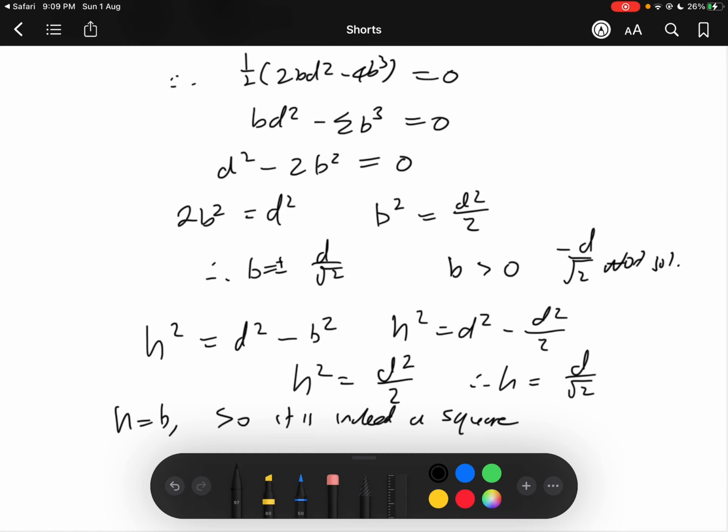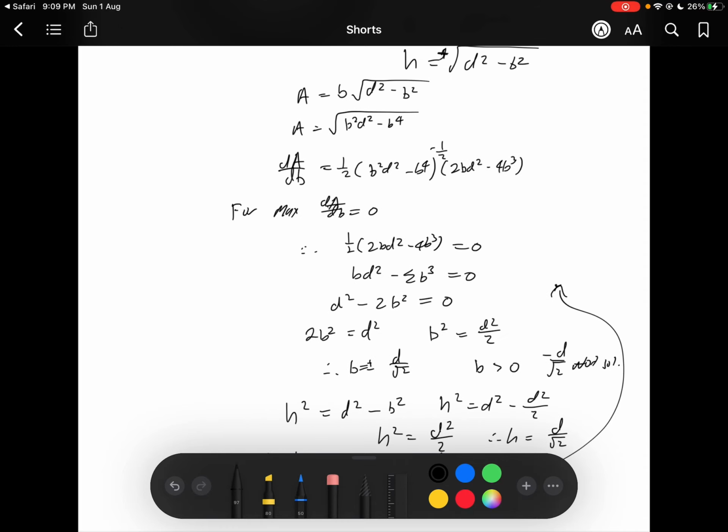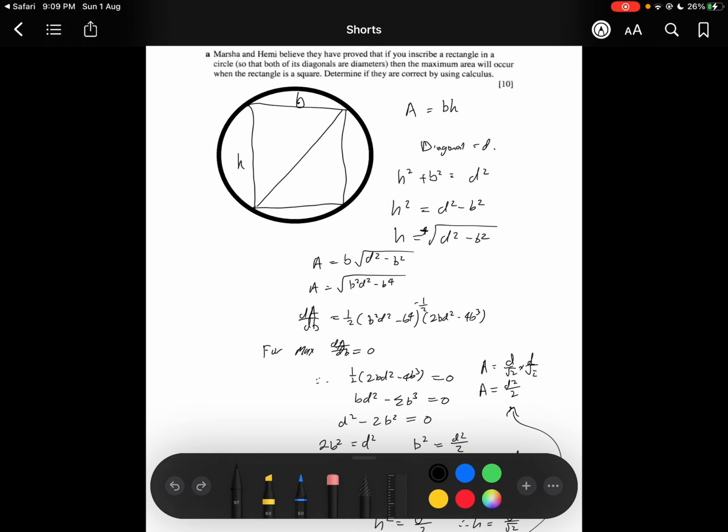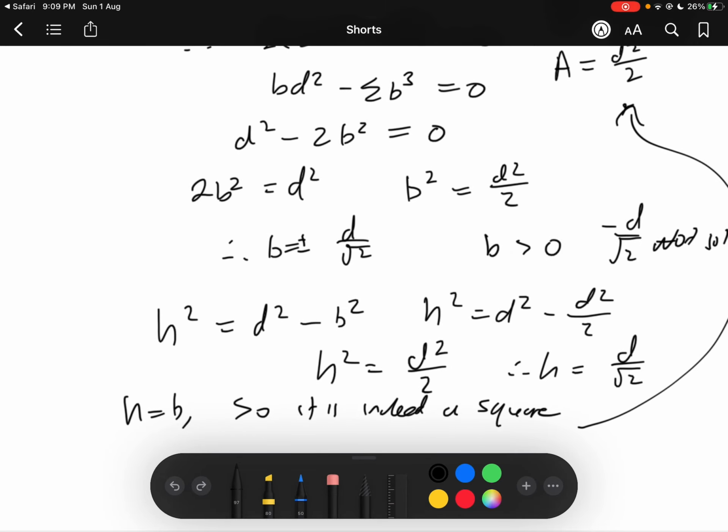Alright, and we can actually calculate the area if we want. Area equals base times height, which is d over root 2 times d over root 2, and that equals d squared over 2. So that's the maximum area. So therefore, Marcia and Hemi are correct, since both b and h are d over root 2. So it is a square. So therefore, they are correct.